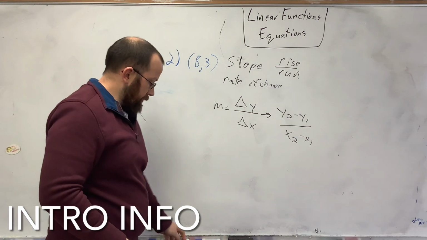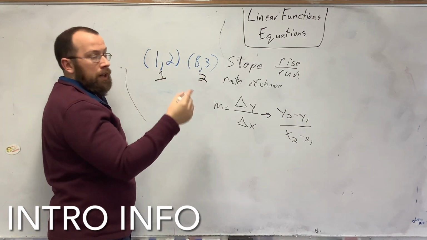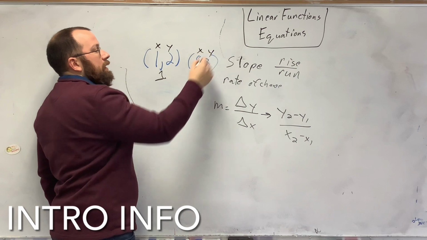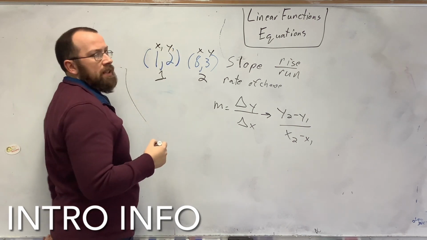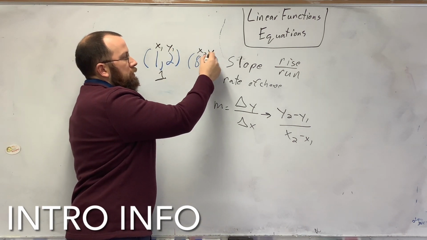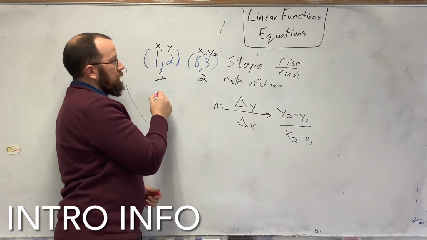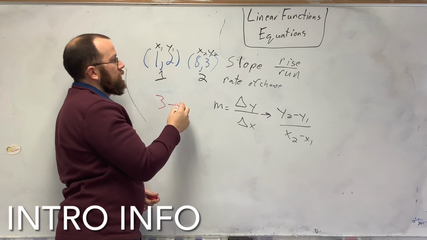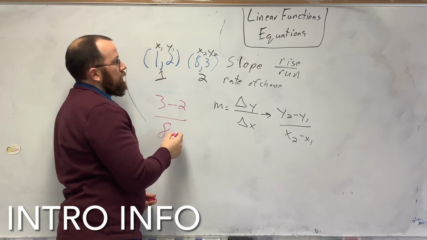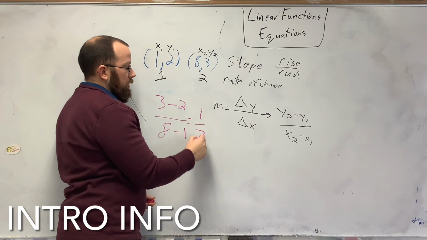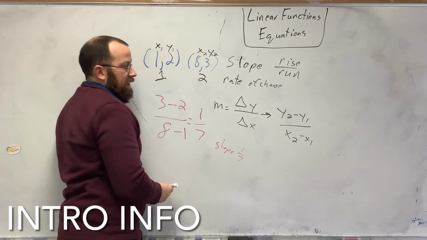So how I do this when I have points is I label one of them 1 and the other one 2. Then I label whether they're x or y. So the first one's always the x, the second one's always the y. Now the 1 and the 2, if I label this one 1, I put the 1 as my subscript. Here I'll put the 2 as my subscript. Now I just need to plug everything in to my formula. So 3 minus 2 over 8 minus 1. So I get 1 over 7. So my rate of change or my slope is 1 over 7.